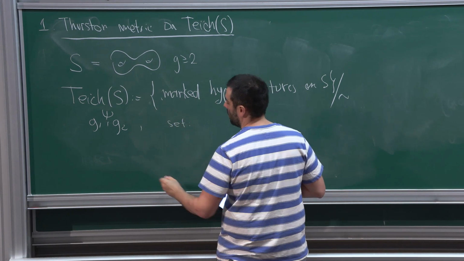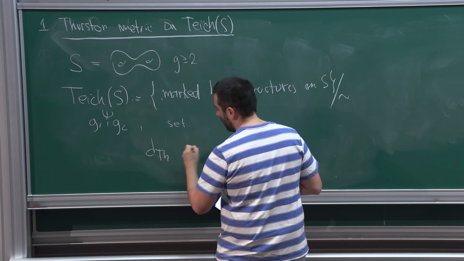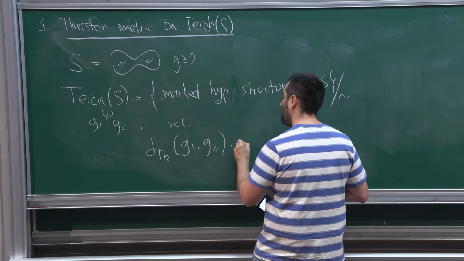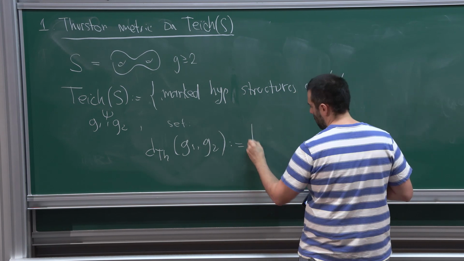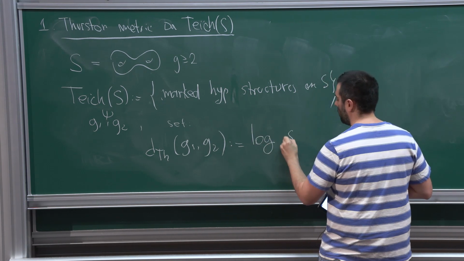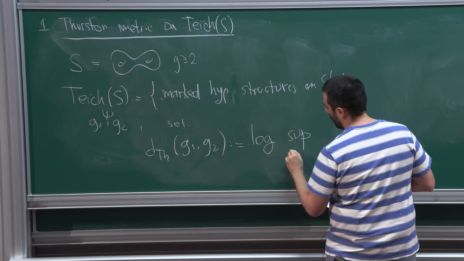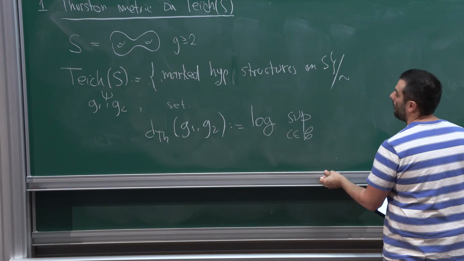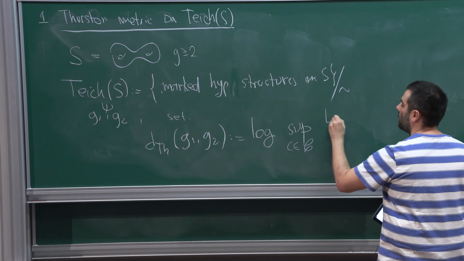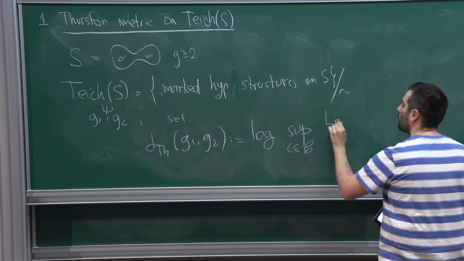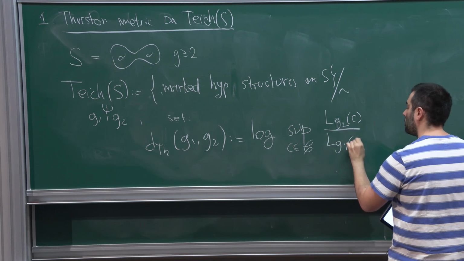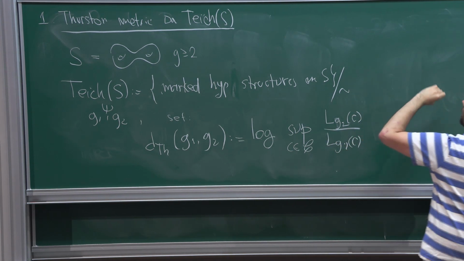Given two elements in here, G1 and G2, I can compute the following number. The Thurston distance between G1 and G2 is defined to be the log of the sup over some class C, which I will define now, of these numbers: L_G2 of C over L_G1 of C.